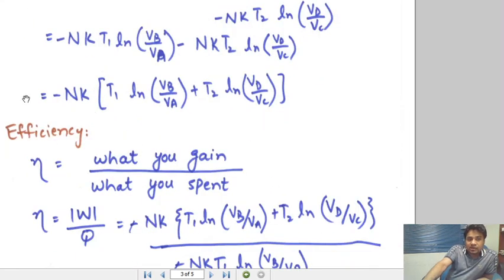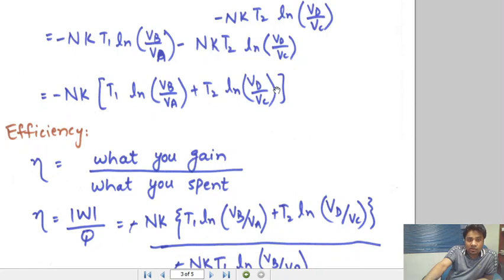So this is the net work done during this process, during this cycle. So we are now in position to find out the efficiency for this Carnot cycle, which is defined as what you gain and what you spend. What you gain is the work that you extracted from this cycle, and what you spend was the energy that you initially provided to this system.